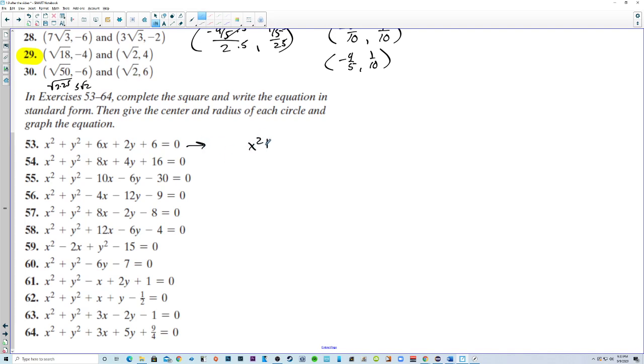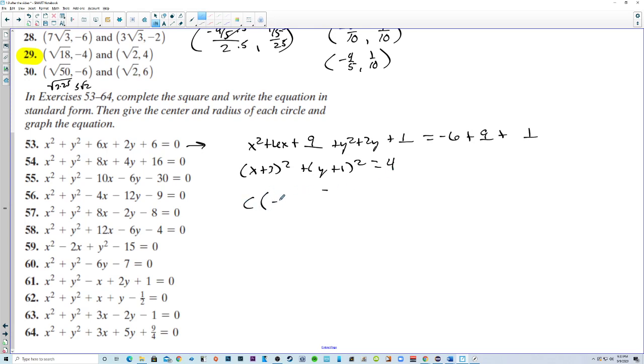We've got x squared plus 6x plus something plus y squared plus 2y plus something is equal to -6 plus something plus something. So 6 divided by 2 is 3. 3 squared is 9. 2 divided by 2 is 1. 1 squared is 1. So we're going to add 9 and 1 to that side. We got x plus 3 squared plus y plus 1 squared is equal to 4. The center is -3, -1, and the radius is 2.